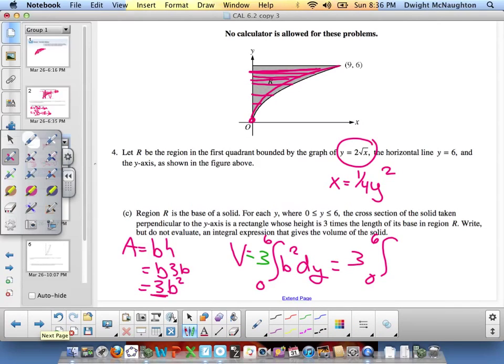Three times the integral from 0 to 6, sorry for those of you I confused, of this line minus that line to get that value in there. Since the last line is 0, we can just do 1/4 y squared with respect to y.